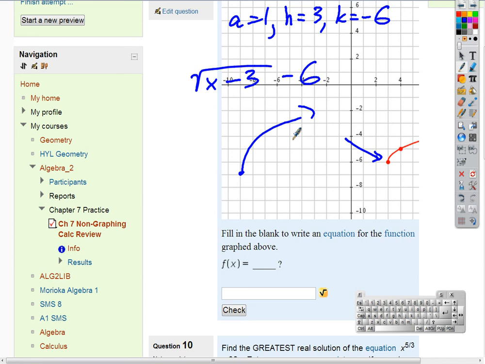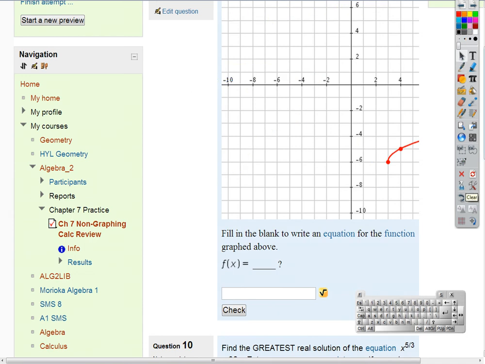That's the difference. That's how you can tell it's a square root instead of a cube root, because it doesn't go over there, to the left. Okay, make sense? That's all there is to that section.